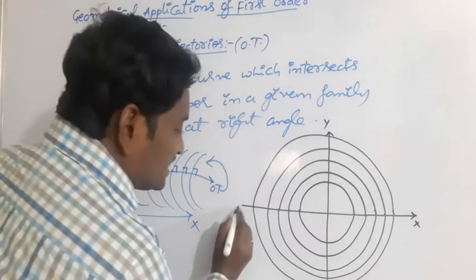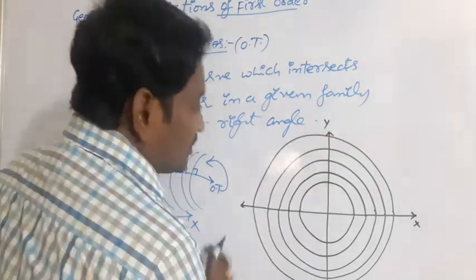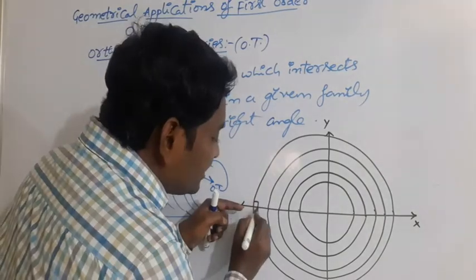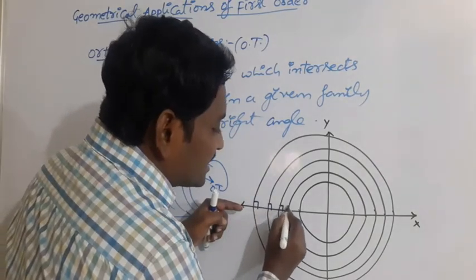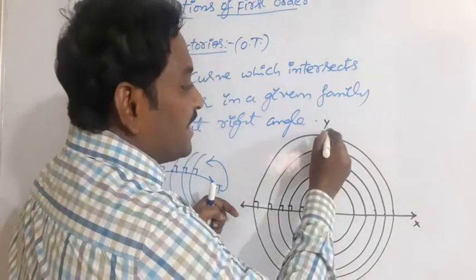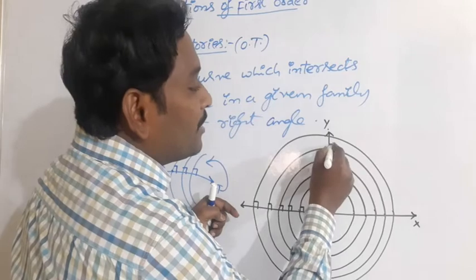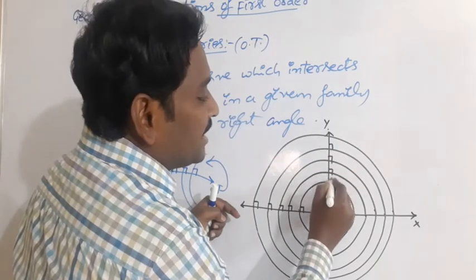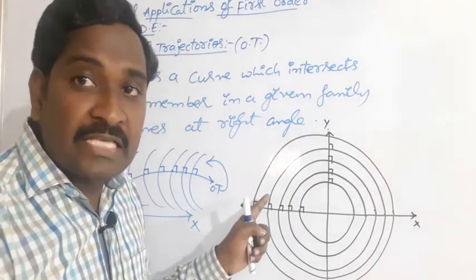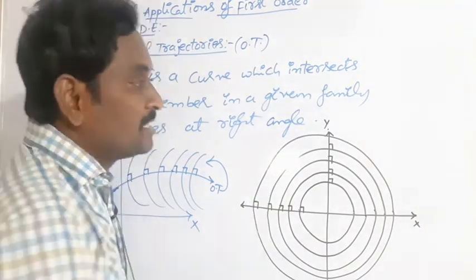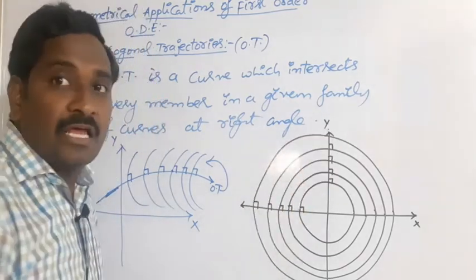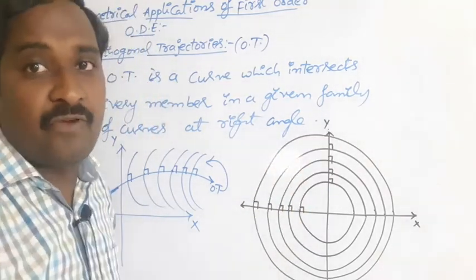Clearly, the x-axis is a straight line and the y-axis is also a straight line. Clearly, the x-axis intersects every concentric circle at right angle. No doubt at all. In the similar way, the y-axis intersects every member of the concentric circles at right angle. That's why the x-axis is an orthogonal trajectory of the family of concentric circles centered at origin, and the y-axis is also another orthogonal trajectory of this family of concentric circles.